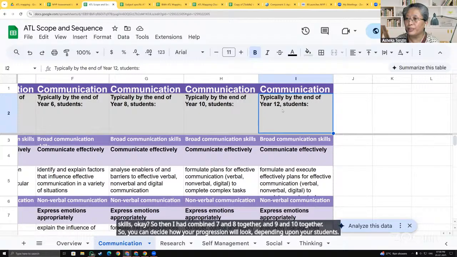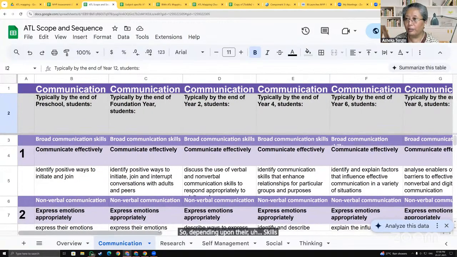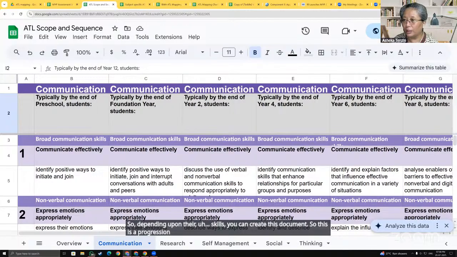You know your students best, right? So depending upon their skills, you can create this document. This is a progression chart, or you can call it an ATL scope and sequence. Now, different people name things differently. The main thing is this document will show how a skill looks right from nursery till grade 12.